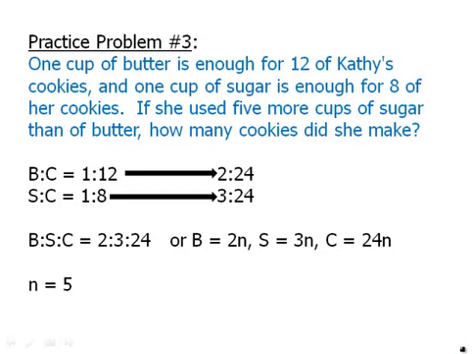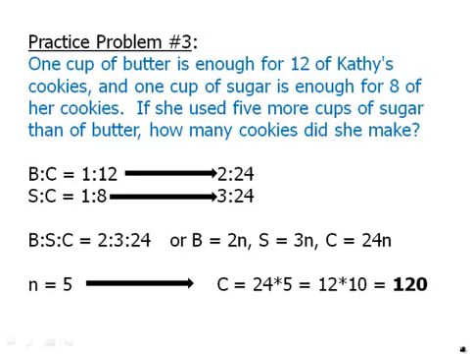That means we had 10 cups of butter and 15 cups of sugar. For the number of cookies, we multiply 24 times 5, and an easy way to do this, we'll divide the 24 by 2 and give that factor 2 to the 10. So dividing 24 by 2, we get 12 times 10 is 120.